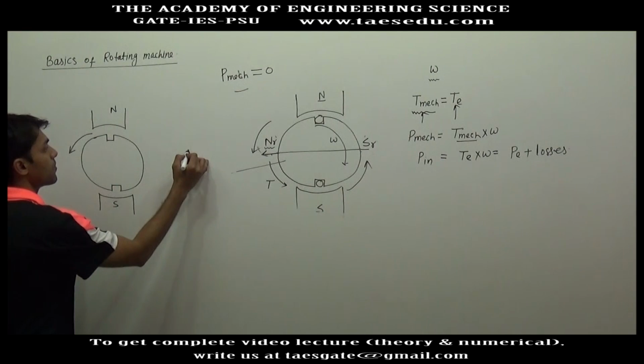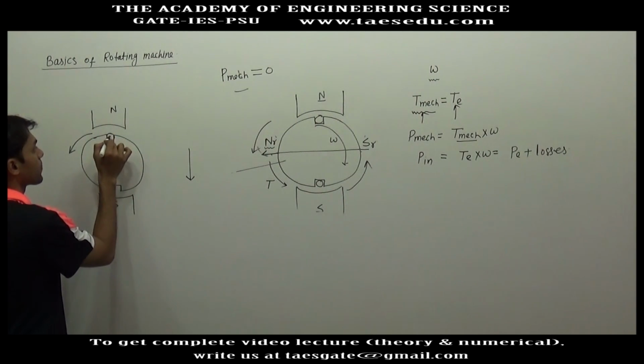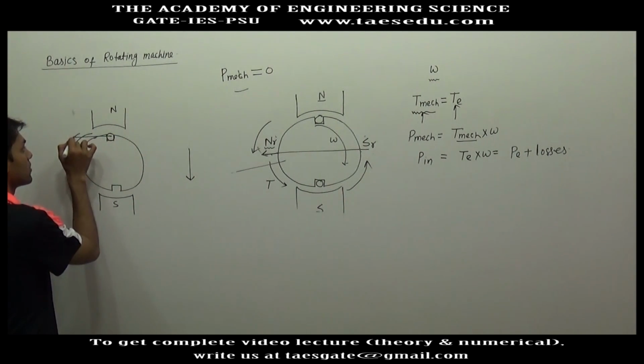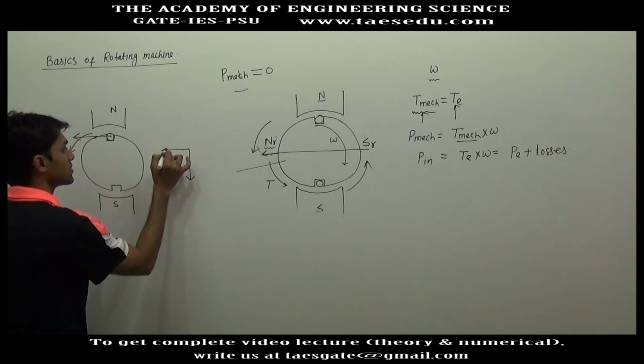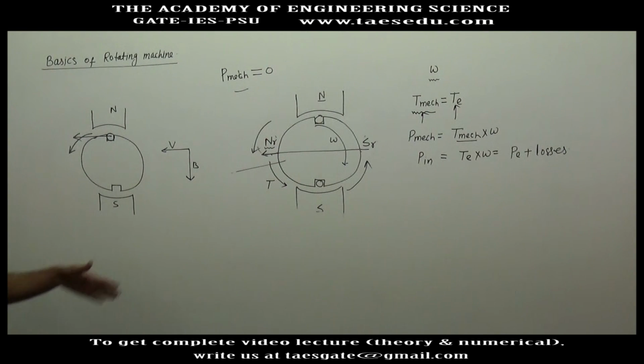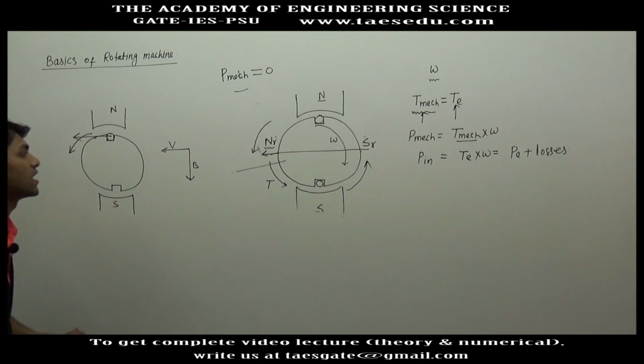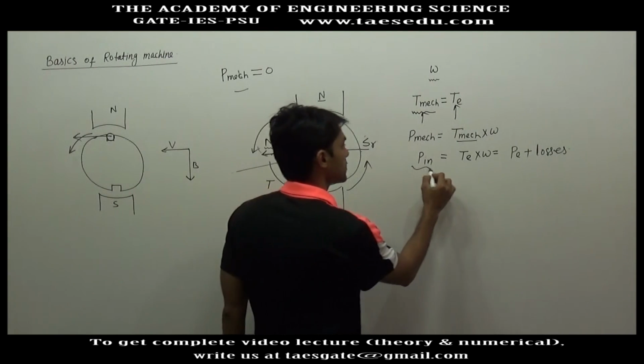So in this case, the magnetic field is in the downward direction, and at this point the conductor will have a velocity in this direction. This is B, this is B, and accordingly the force on a positive charge can be calculated and we will have the direction of current, and we can do all these exercises in this case also.